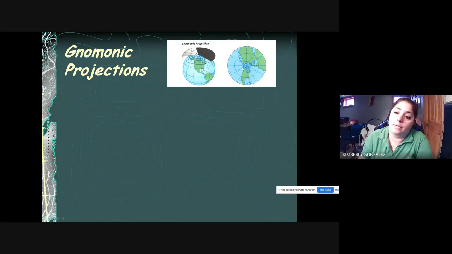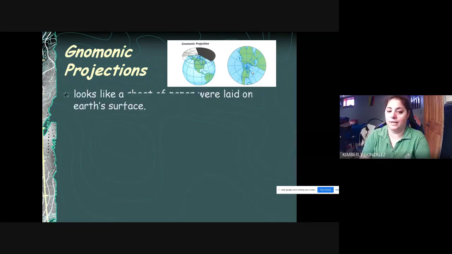But here's North America in an azimuthal projection. If you look at it, this is supposed to be Mexico here. You can see that North America is very elongated and skinny. That's not what it actually is.